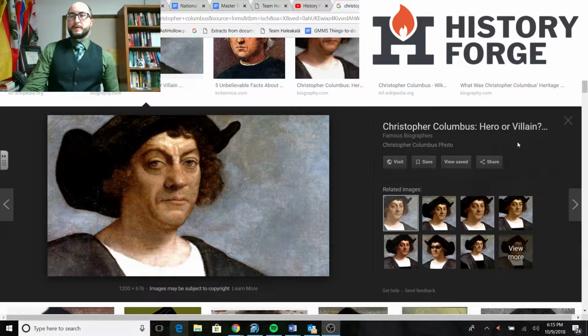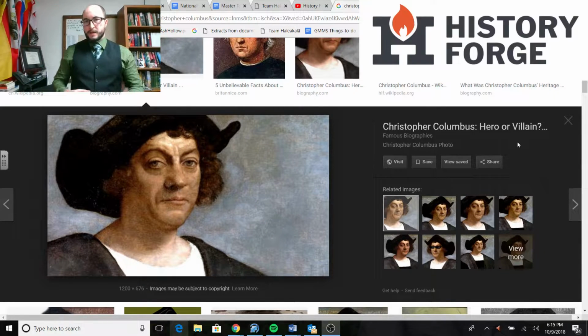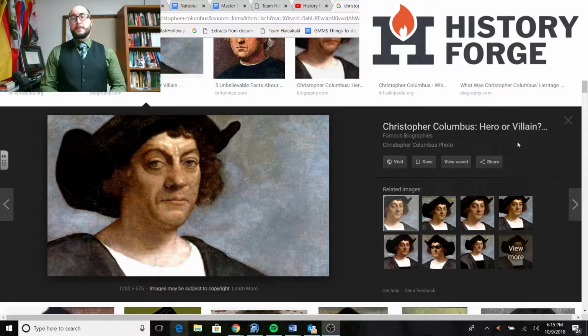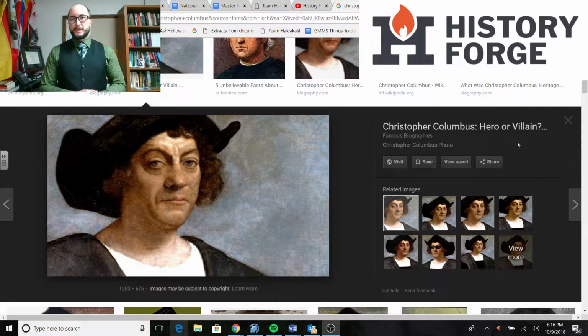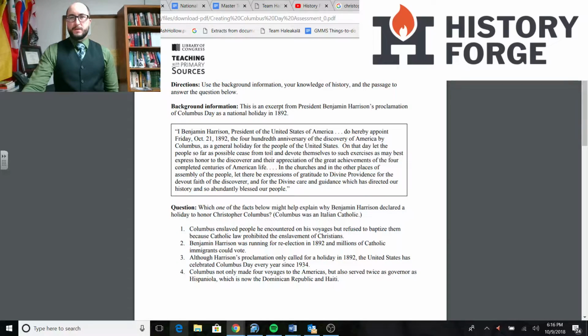It says hero or villain. In recent decades, Christopher Columbus's myth, or his character, has been called into question, just because he did some things in the past, such as slavery and torture. Many people link him to genocide. And so the actual Columbus Day celebration has been called into question, not just because Columbus was kind of a bad dude, according to many people, but also because the reason why we celebrate his day is called into question as well.